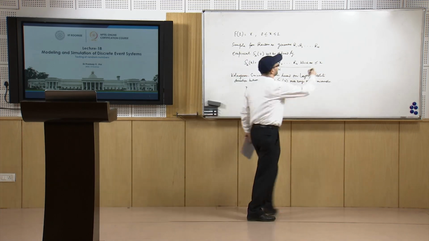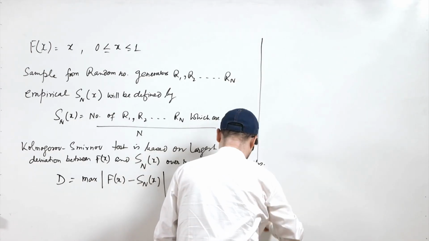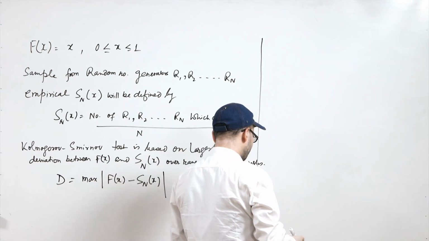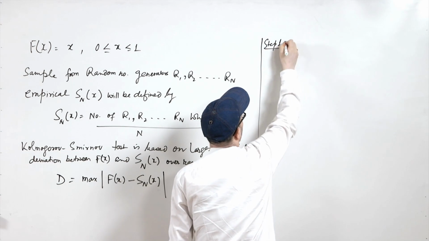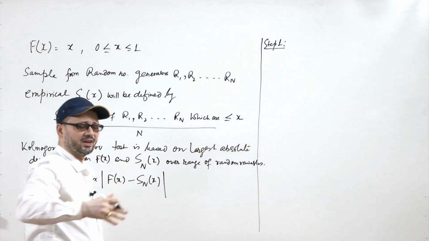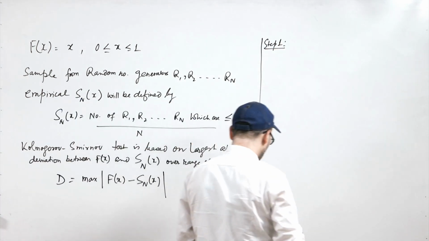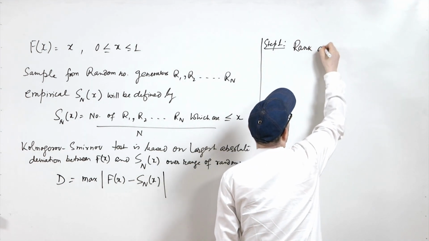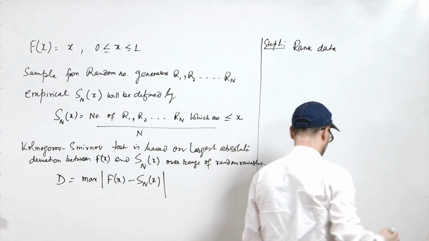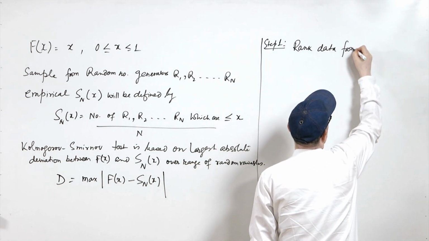Now, the steps are like this. Step 1: you are given the data, and you rank the data from smallest to largest.